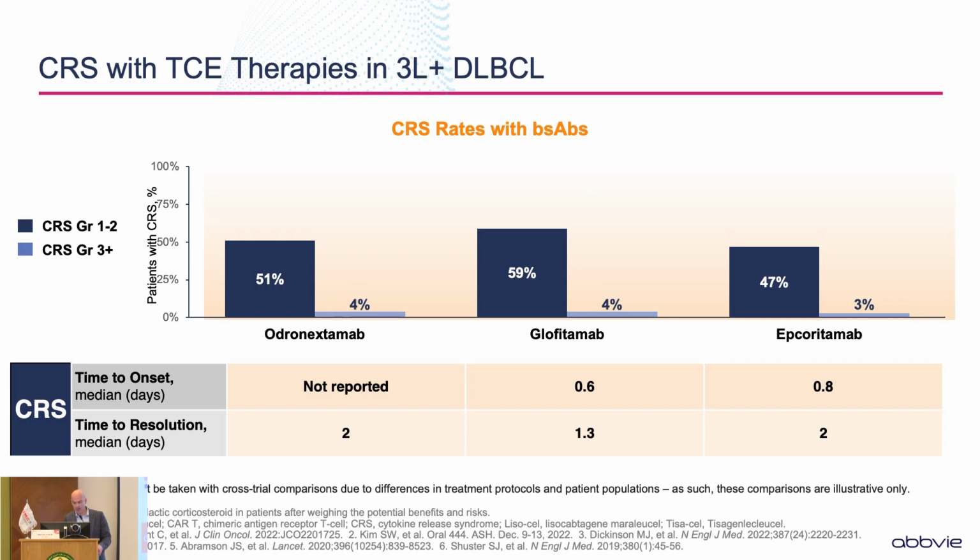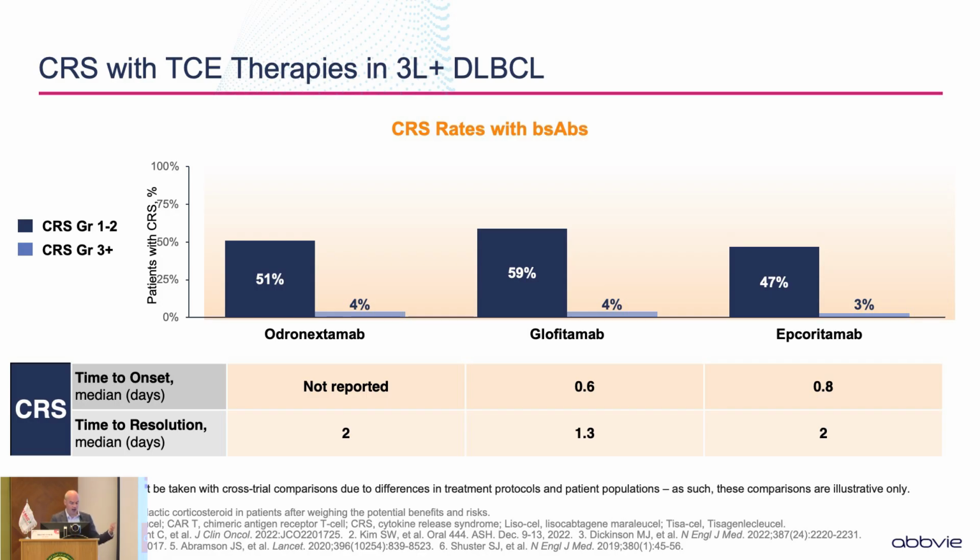The second thing about CRS, which is different from CAR T-cells, is the time of onset tends to be very quick and predictable. It tends to be usually within a day of the first full dose of the bispecific antibodies. Now, the exact time of that first full dose does vary slightly from product to product. With epcoritamab, that first full dose is on cycle 1, day 15, and as we'll see in a minute, that is the most common time point for the development of CRS.